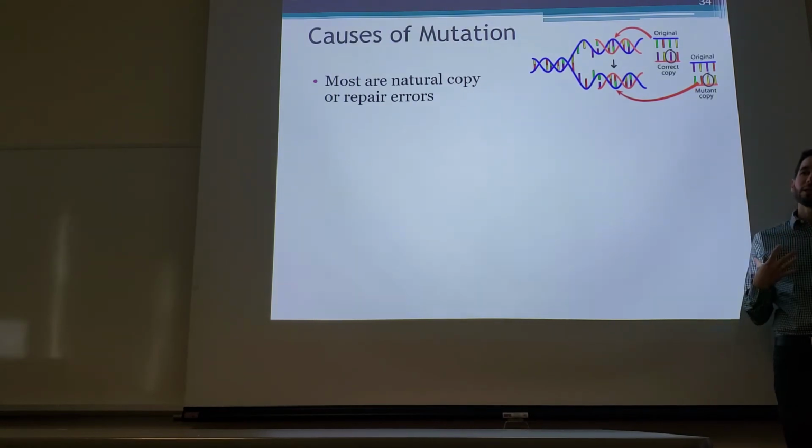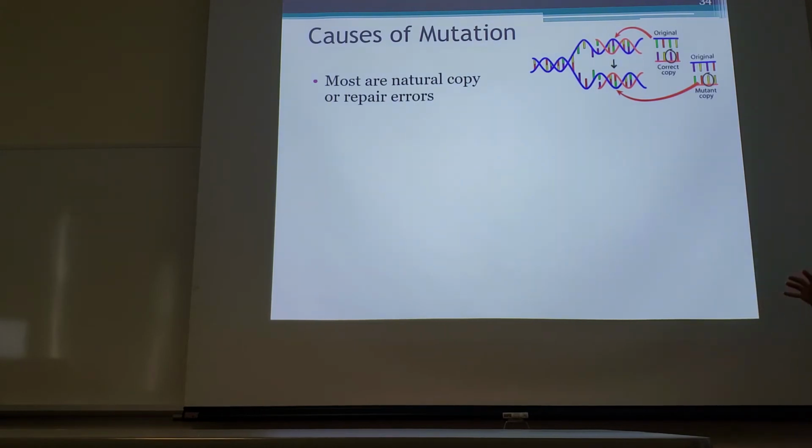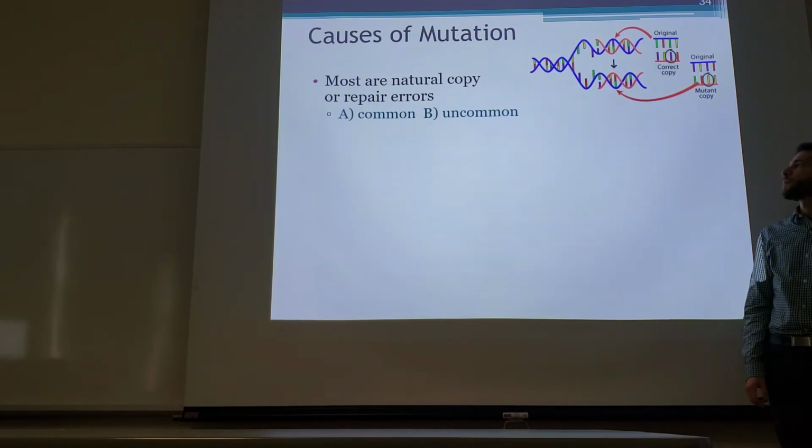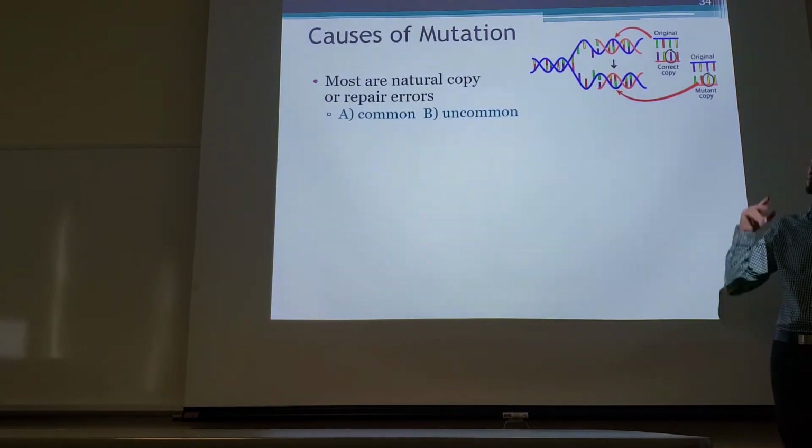So when you're copying the DNA to make a new cell, for example, or if there's an injury and you need to make new cells, or if you're creating a new sperm cell or egg cell, or you're just replacing a cell, because cells age and die, you replace it. So DNA is being copied all the time. And if there's a natural mistake, then that can be a mutation. But I already said that's fine. The question is, is that common or uncommon?